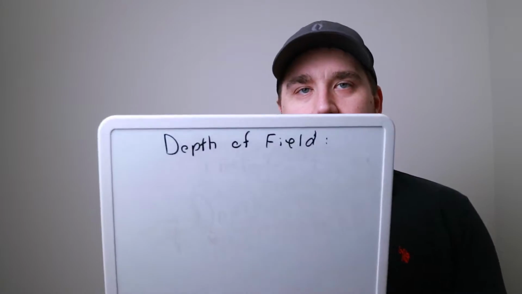Welcome everyone to Photo101, and in this episode we're going to talk about depth of field. Now, what is depth of field? Well, basically depth of field is what is in focus and out of focus for your subject. And it's basically how our eyes work.